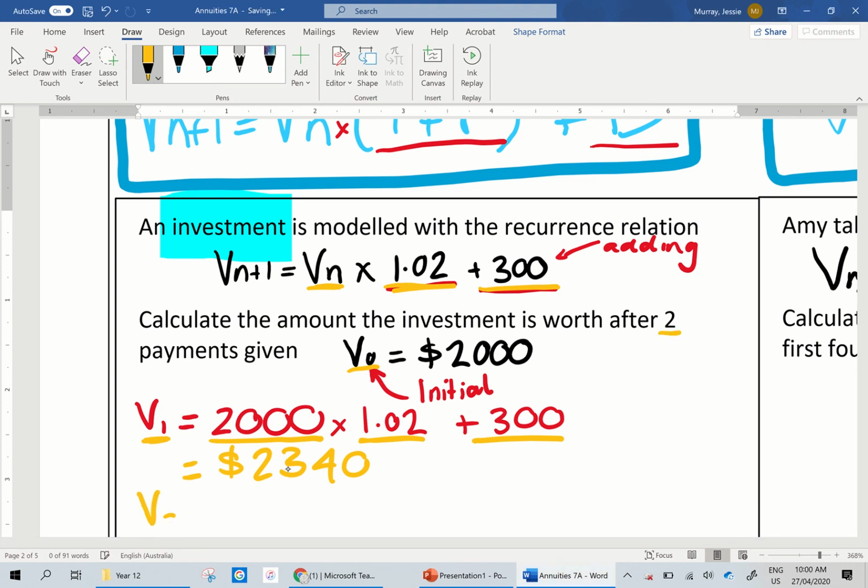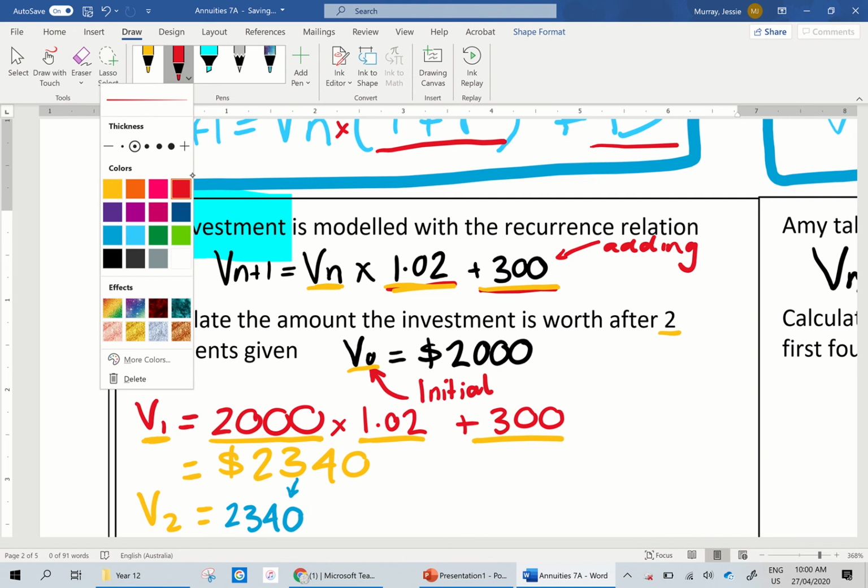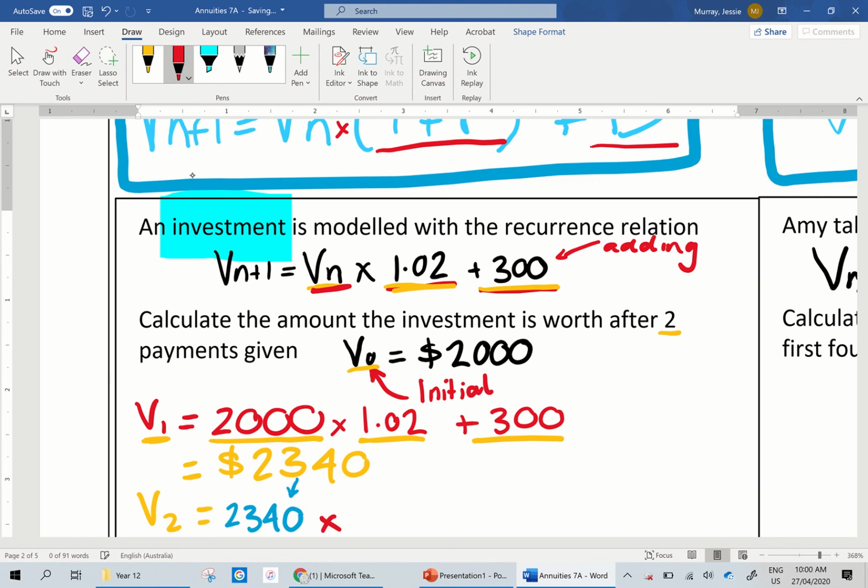So when the second payment's made, subbing into your formula, you're going to have VN. Okay? So I'm looking at VN plus 1. I'm looking at V2. So now I take that value, I put it in here. Now, that's my VN part. It's being charged my interest, and then I add 300 to it. Okay?